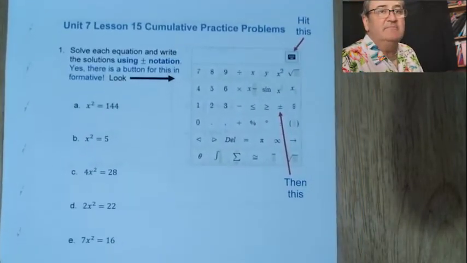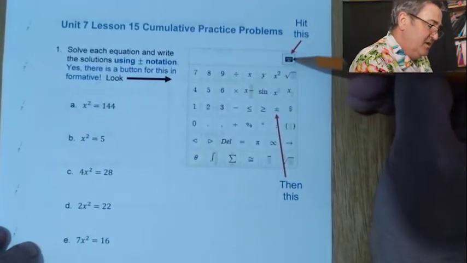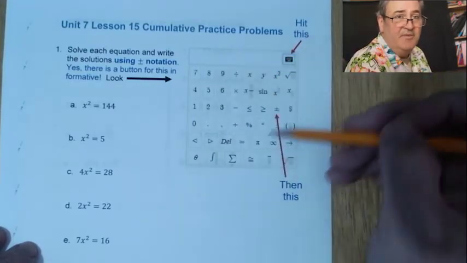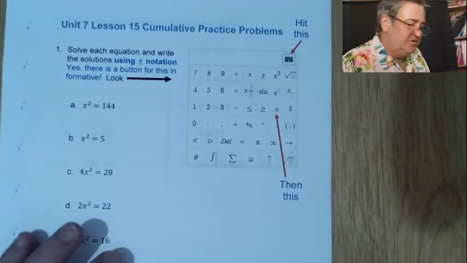Let me show you what your assignment is today. We've got a few problems here. All right. Here is where I'm showing you on your answer. If you hit this little keypad, it'll open up this box, and I'm sure several of you have used this box before.